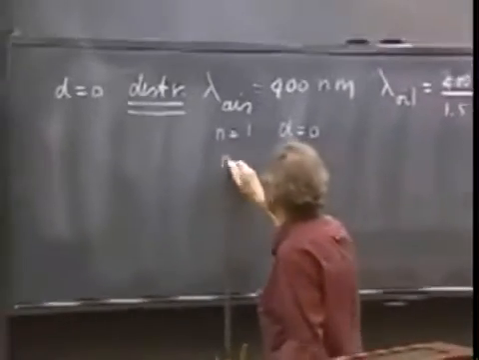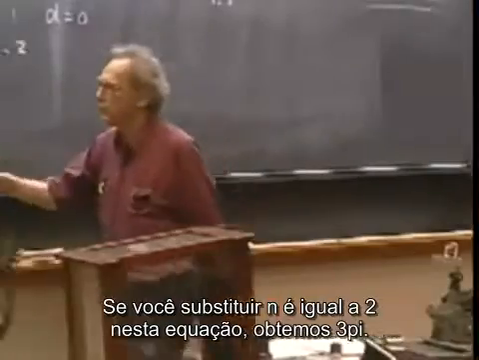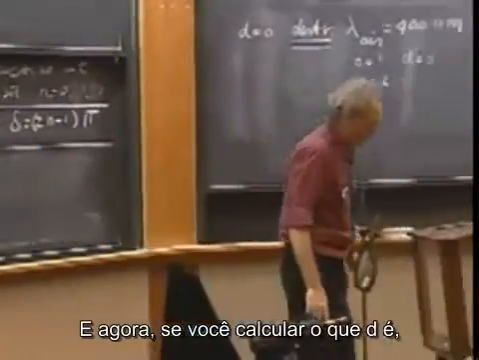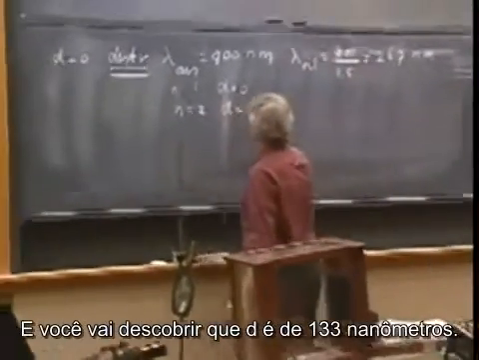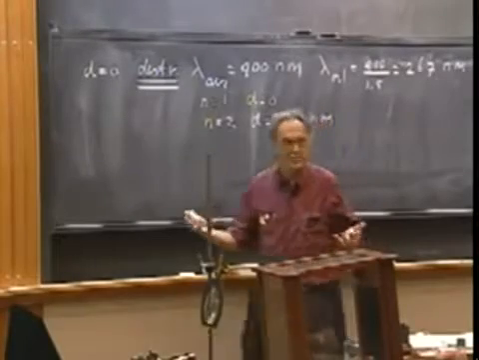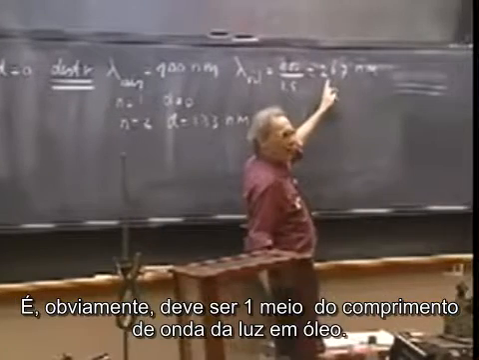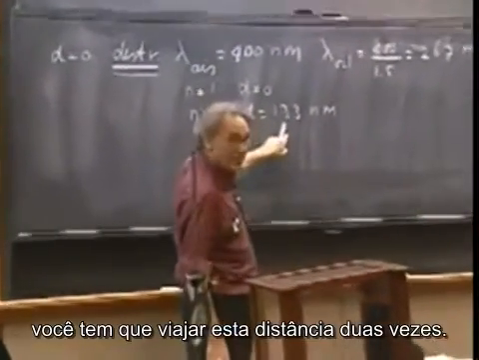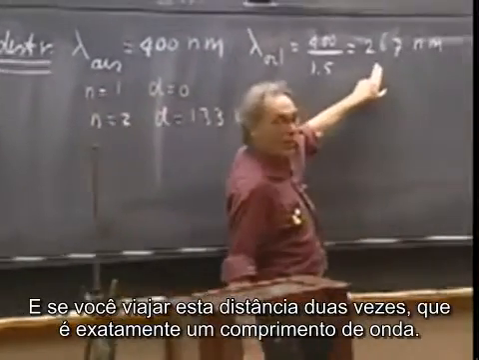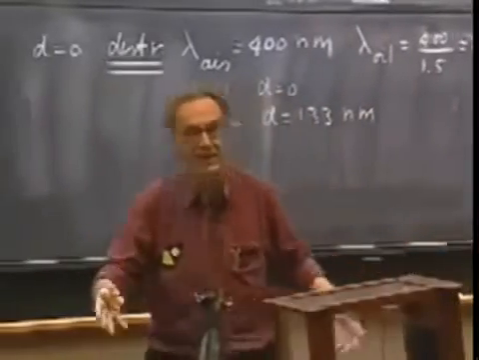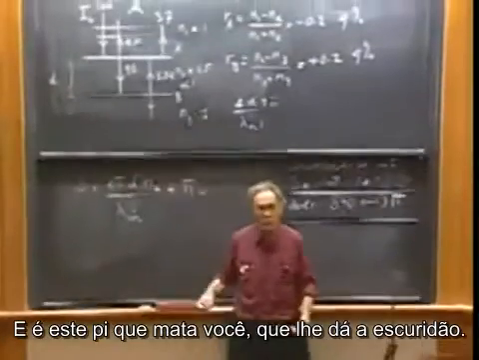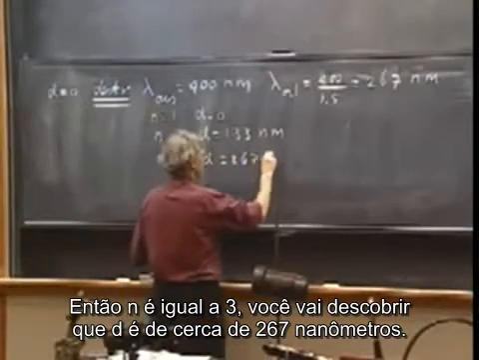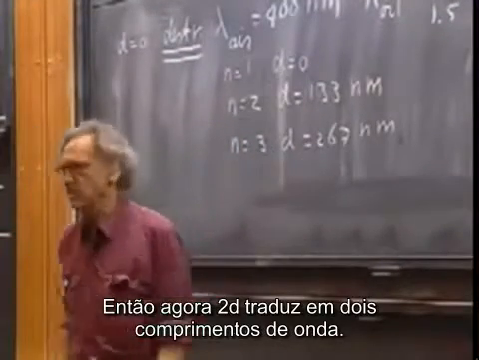So now we take n equals 2. And if you substitute for n equals 2 in this equation, you get 3 pi. And this is already pi, so this has to be 2 pi. And so if now you calculate what d is, you find that d is 133 nanometers. Well, that's obvious. It obviously must be half of the wavelength of the light in oil. Because if the wavelength of light in oil is 267, you have to travel this distance twice. And if you travel this distance twice, that is exactly one wavelength. And one wavelength corresponds to a phase angle of 2 pi. And so here you get 2 pi, and it's this pi that kills you, that gives you the darkness. And then n equals 3, you'll find that d is approximately 267 nanometers. So now 2d translates into 2 wavelengths.